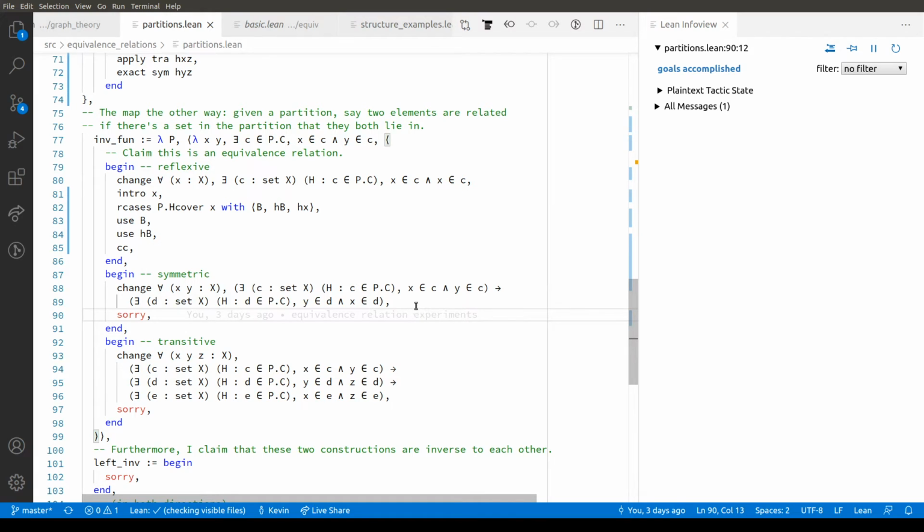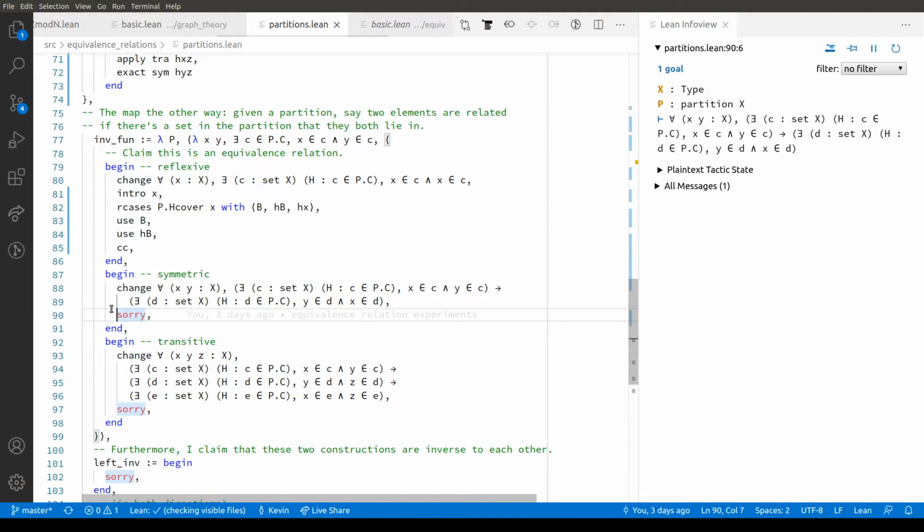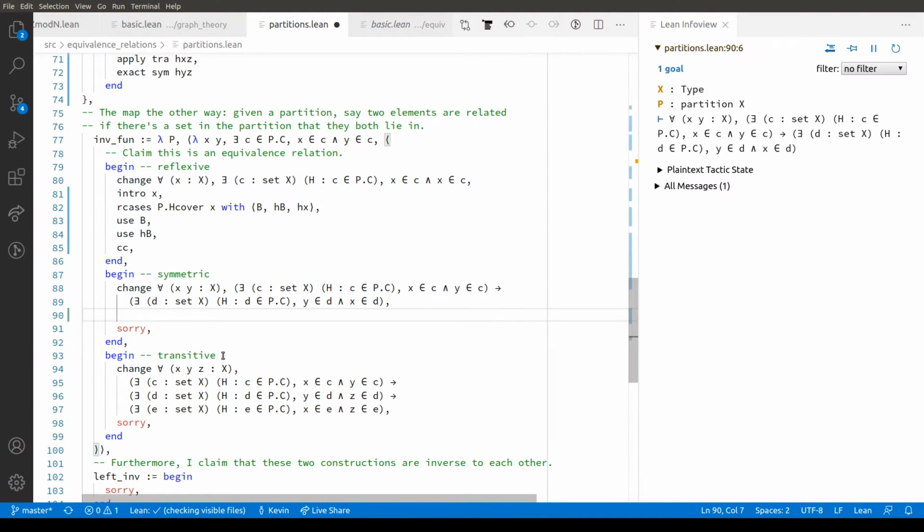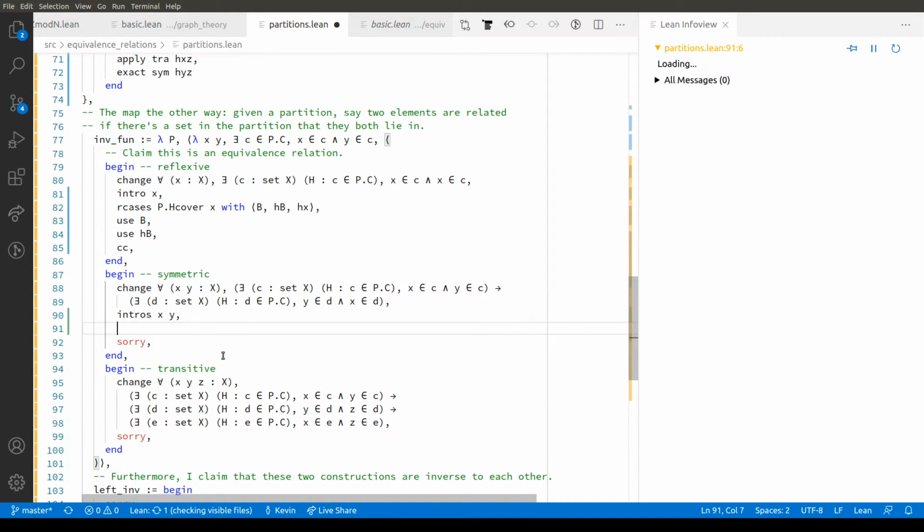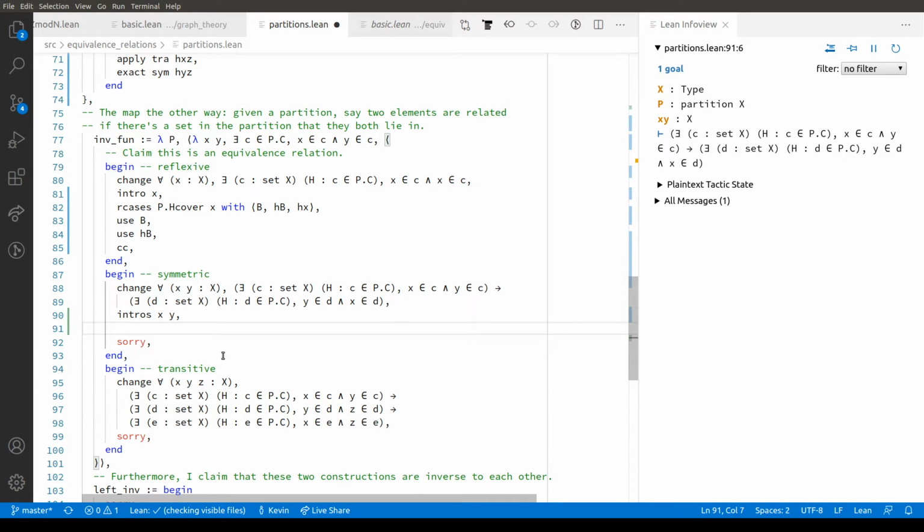So now we've got to prove it's symmetric. Oh, this is kind of cool. I guess proving it's reflexive, symmetric, and transitive might take us to the end. Who knows? So let's intros X and Y there. I've now got to prove that if there exists a block such that X is in the block and Y is in the block, then there exists a block such that Y is in the block and X is in the block, which is kind of obvious.